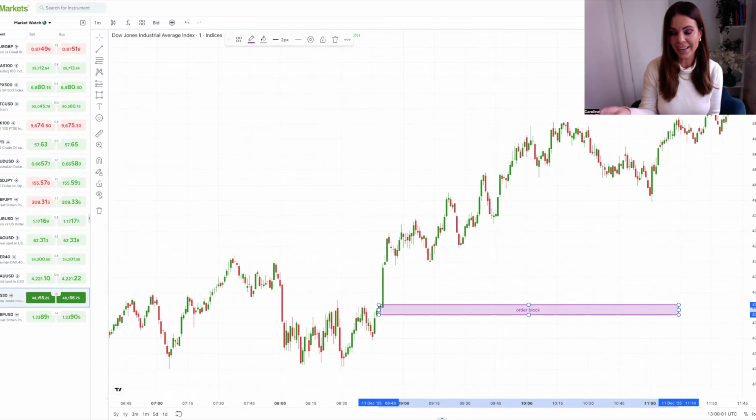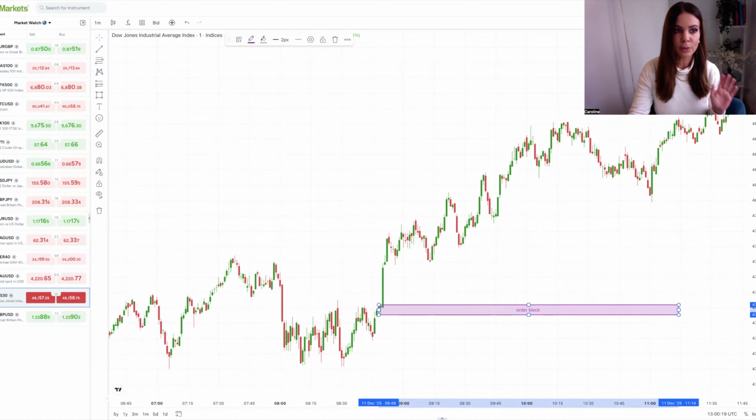So the market hasn't actually come back to this point yet, and it won't necessarily ever come back to this point. But if it does come back, then you know that this is a point where you might be interested in looking at a potential setup.